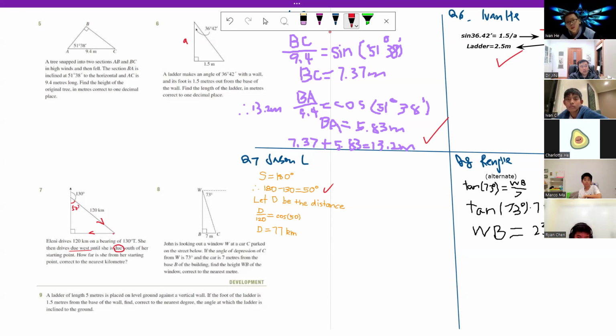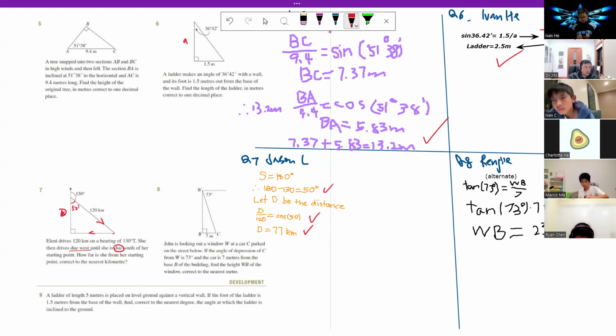Correct. So you want to calculate that x. Okay, so you call that D. That's fine. So the equation is going to be cosine 50 is that. Very good. So D is 120 times cosine 50, which is 77. I didn't check this number, but I believe this is correct.